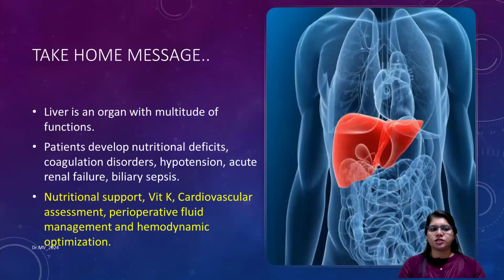So what is the take-home message? Our liver has a multitude of functions. Patients with obstructive jaundice can develop nutritional deficits, coagulation disorders, hypotension, acute renal failure and biliary sepsis. So what we have to do is give nutritional support, vitamin K supplementation, and a thorough cardiovascular assessment in view of the bradycardia and arrhythmias. Perioperative fluid management and hemodynamic optimization help us to manage our patient with obstructive jaundice better. Thank you.